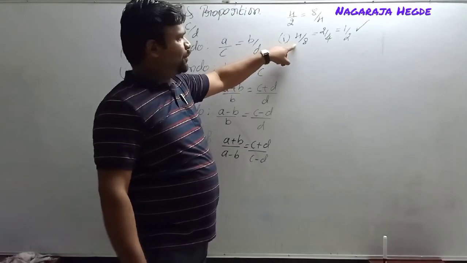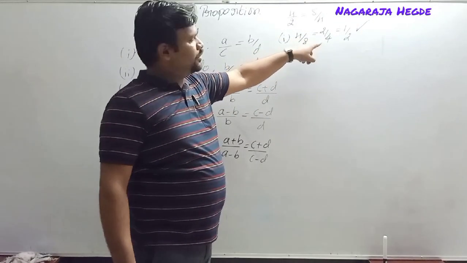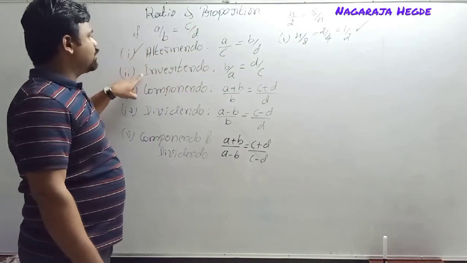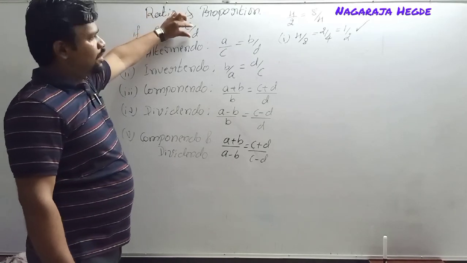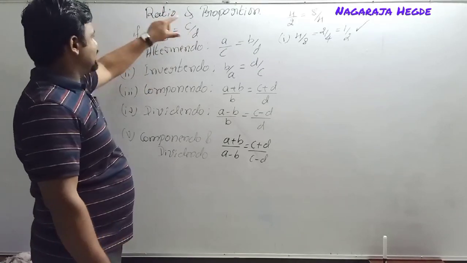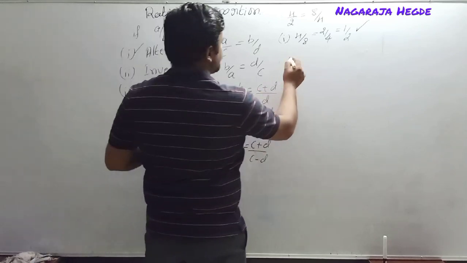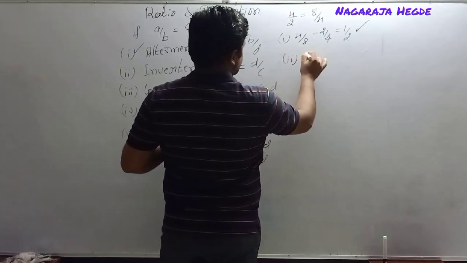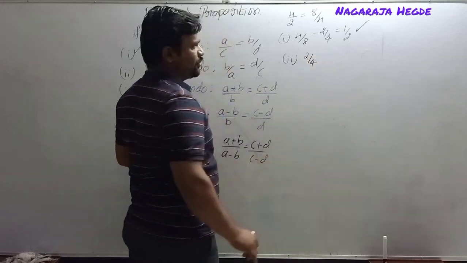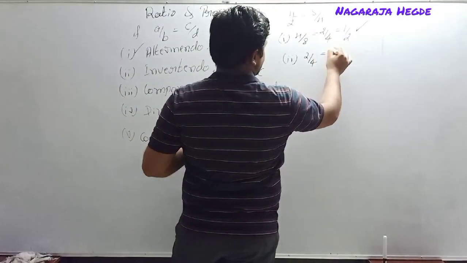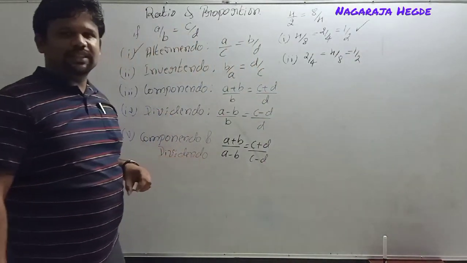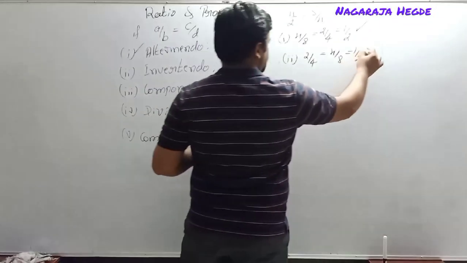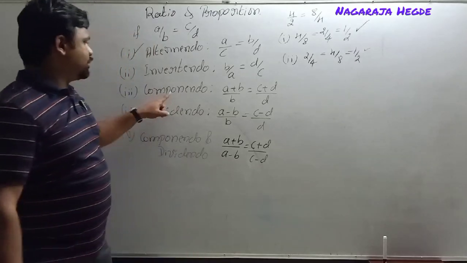4 by 8 is 1 by 2. 2 by 4 is also 1 by 2. So alternando is verified. What about invertendo? Just take the reciprocal of both. What will happen? The second one, 4 by 2 becomes 2 by 4. Is it the same as 4 by 8? Yes, exactly. That is also 1 by 2. This is also verified.